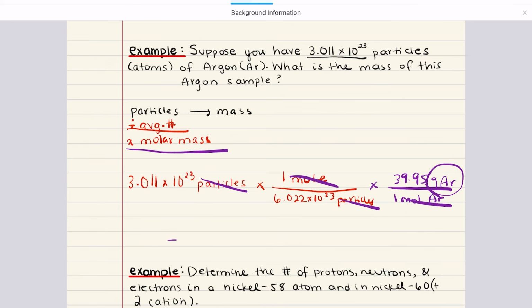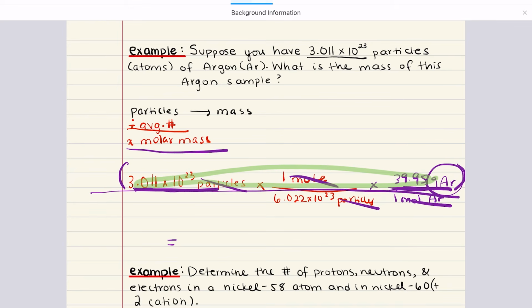Now what we do to solve this problem is just the numerator divided by the denominator. So if you're wanting to plug this into a calculator, you will first add in parentheses the numerators, multiply them together. So you're going to multiply this number by this number, close parentheses, then divide by the denominator, which is this number right here, Avogadro's number. And if you plug that into the calculator correctly, what you're going to get is that the mass of this argon sample is 19.975 grams. And there we have it.